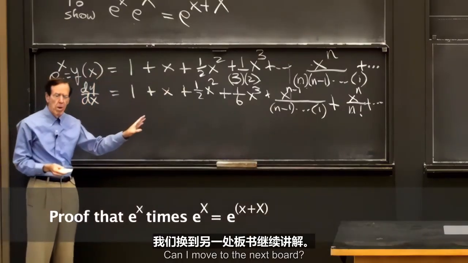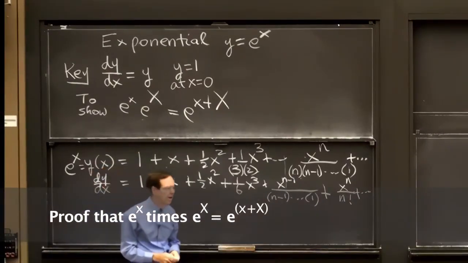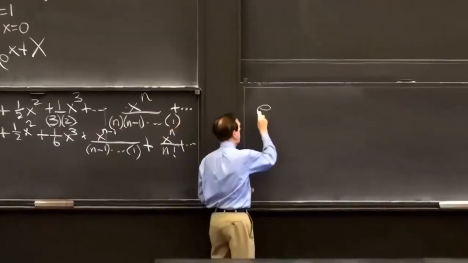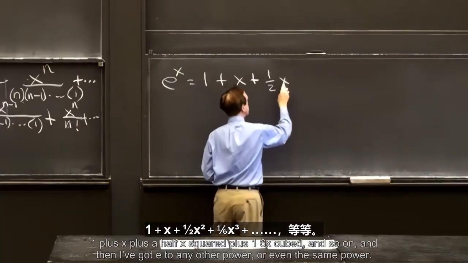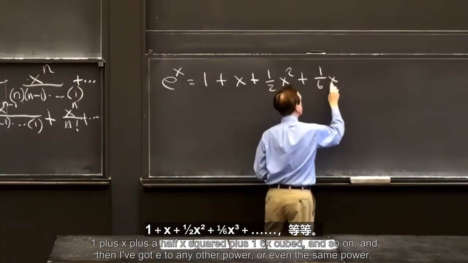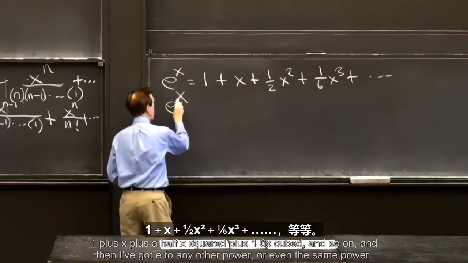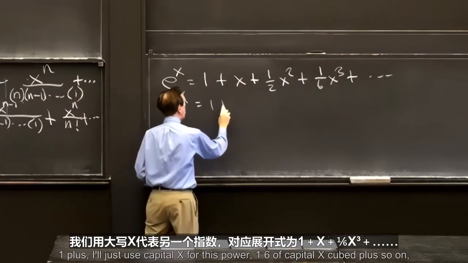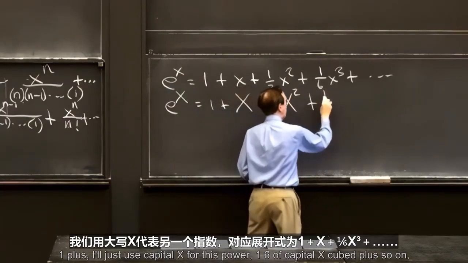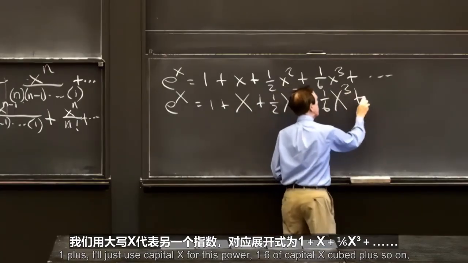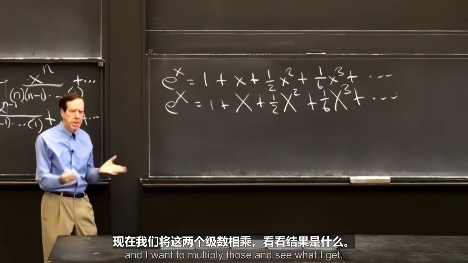Can I move to the next board? So the next step is check. Well, I've got e to the x, and let me write again what it is: 1 plus x plus a half x squared plus a sixth x cubed, and so on. And then I've got e to the any other power, or even the same power: 1 plus, I'll just use capital X for this power, plus a half X squared, plus 1/6 of capital X cubed, plus so on. And I want to multiply those and see what I get.